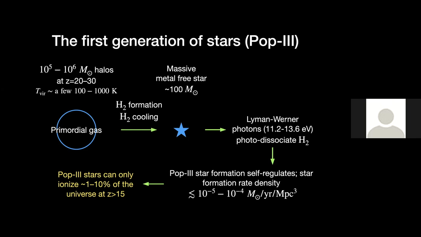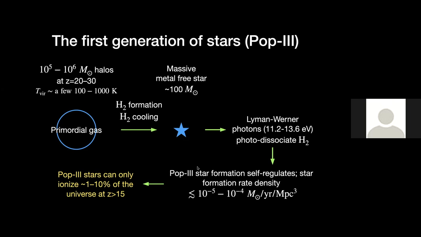So these photons will photodissociate molecular hydrogen, which basically means that the formation of POP3 is suicidal, because these stars had to rely on the formation of molecular hydrogen to form, but then they destroy the rest of the molecular hydrogen capable of forming other POP3 stars. So we say that POP3 star formation self-regulates, and the star formation rate density never gets to very high values.